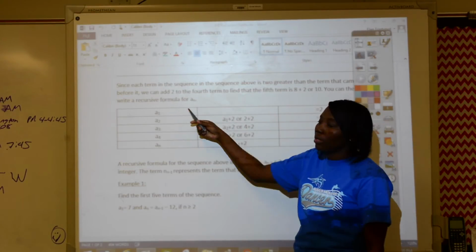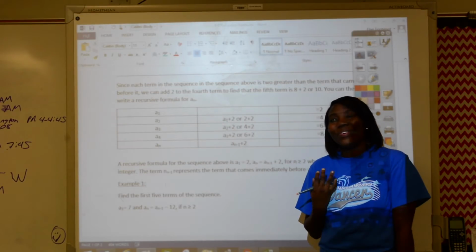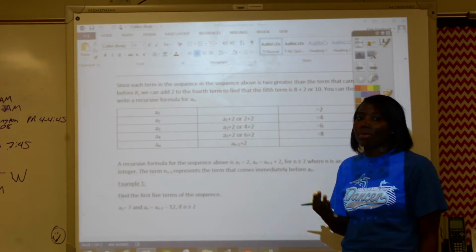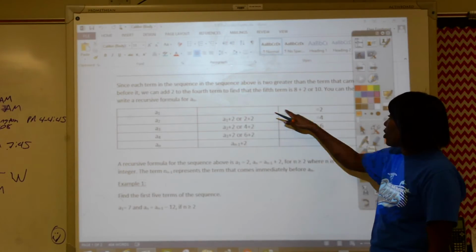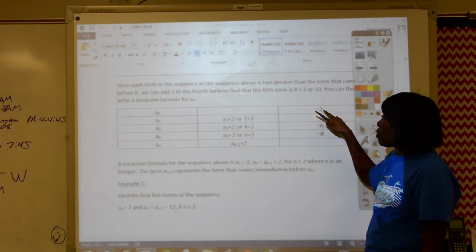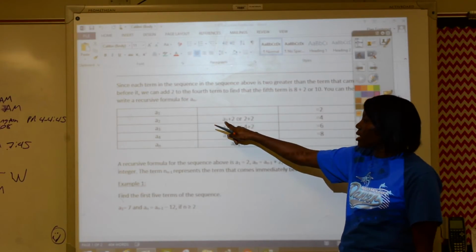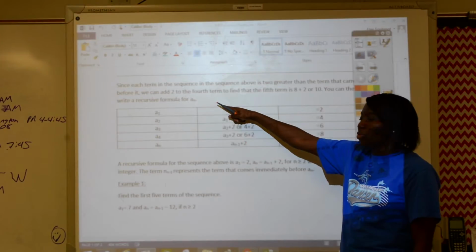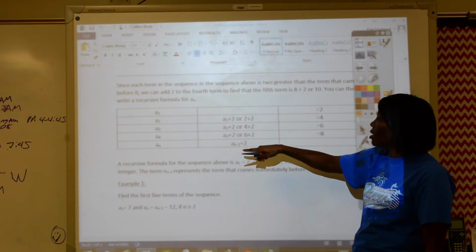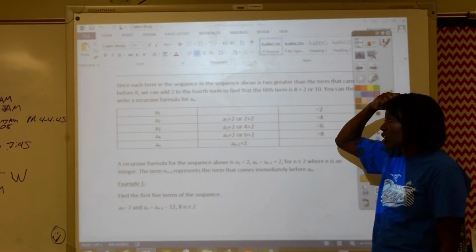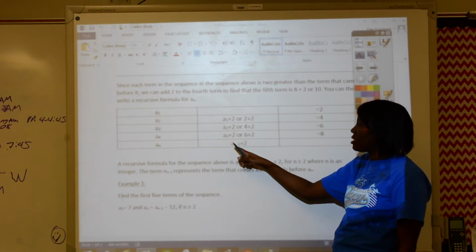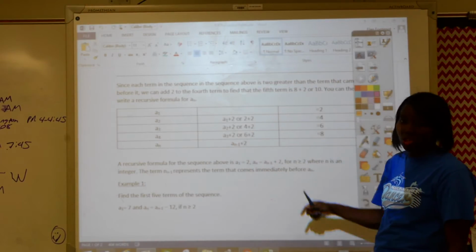So a sub 1, which in the past kind of was like a y, but we're not talking about that. The first term is 2, and so we know it's plus 2, plus 2, plus 2. So basically, you add 2 to the previous term, add 2 to the previous term, add 2 to the previous term. And so the equation says a sub n minus 1 plus 2.